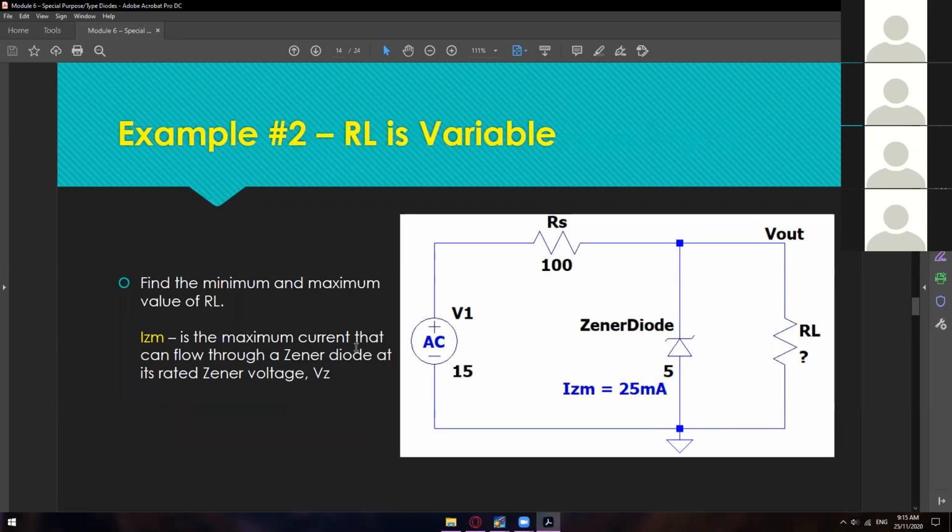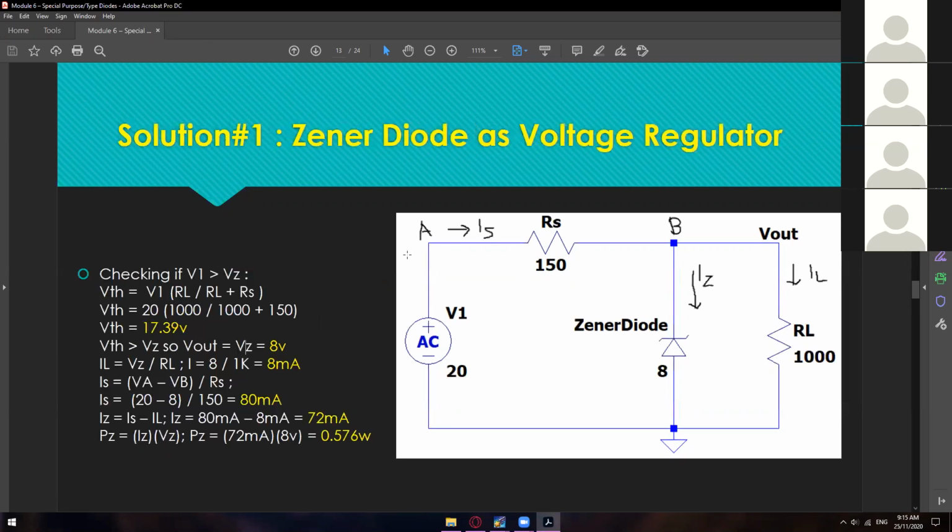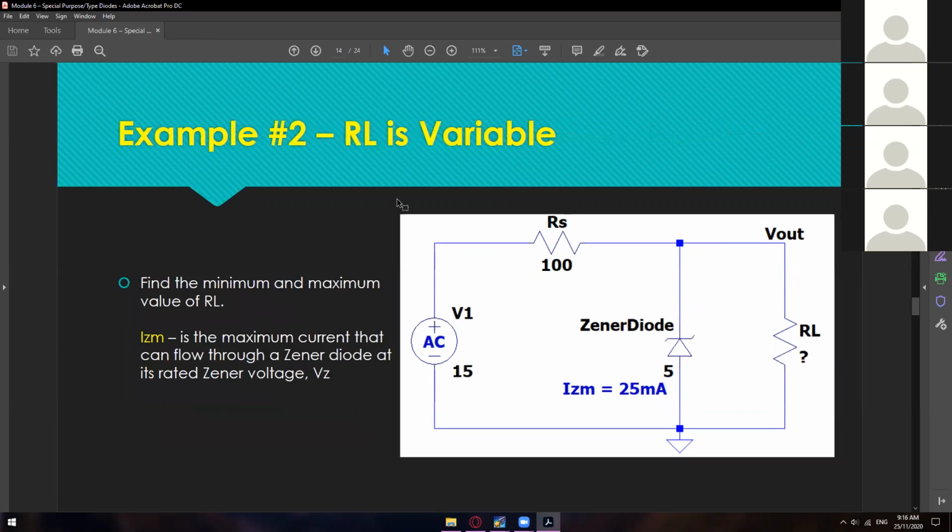So let's have this example number 2. Okay, so in some cases, let me just have a recap of this one. Yes, it is easy to solve for the IS, IZ, and IL or any other missing variables if you have those values, like your VS, your RS, your Zener voltage, and so on and so forth. But in some cases, we have a missing value in RL, we have a missing value of RS, we have a missing value of VS.